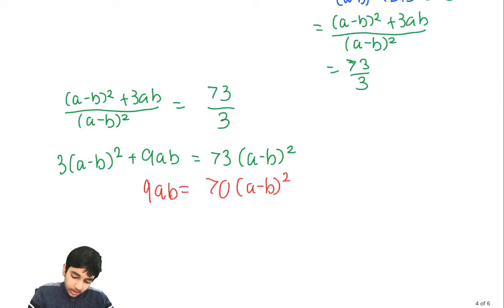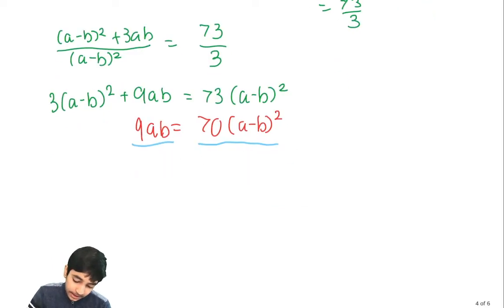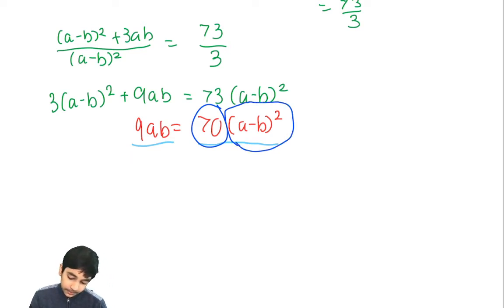Okay, so now what? Well, now we know that this side is a multiple of 9 because it's 9 times a times b, and a and b are both integers. So the left side is a multiple of 9, meaning that the right side also has to be a multiple of 9. Since 70 is not a multiple of 9, and the whole right-hand side is a multiple of 9, a minus b squared has to be a multiple of 9. So that means a minus b squared has to be a multiple of 9.